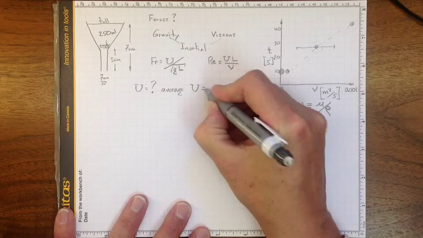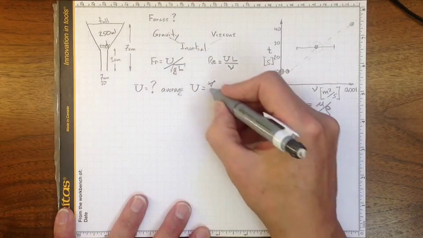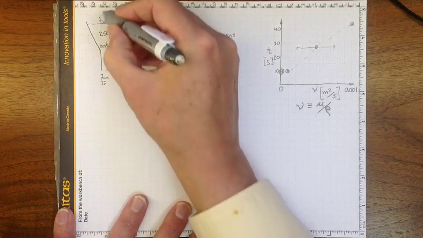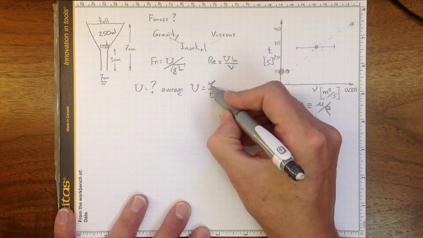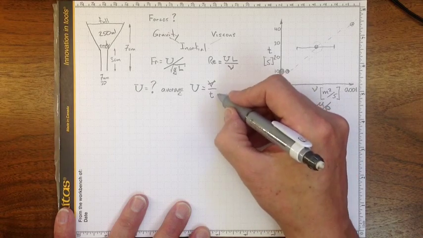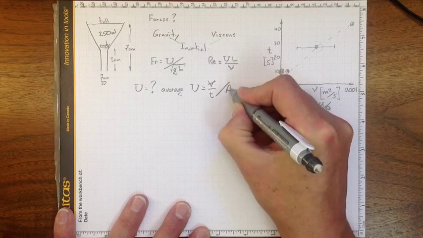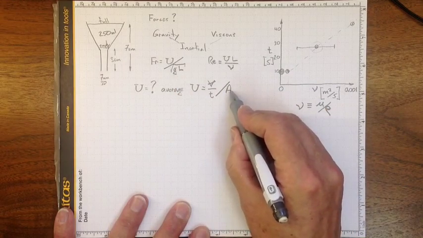It'll be the amount of volume that we had in the funnel divided by the time it takes for that volume to get out of the funnel. That'll give us a flow rate in cubic meters per second. And if we then divide again by the cross-sectional area of the exit here, that'll give us an average velocity in meters per second.